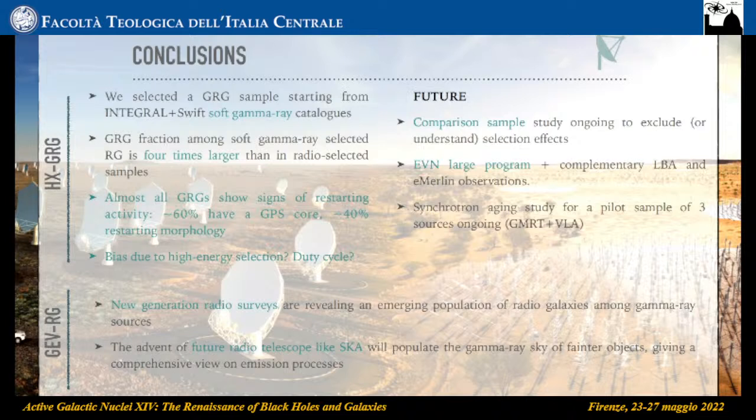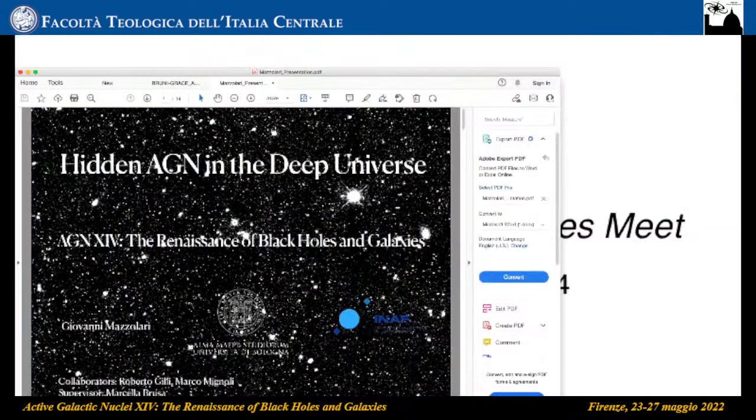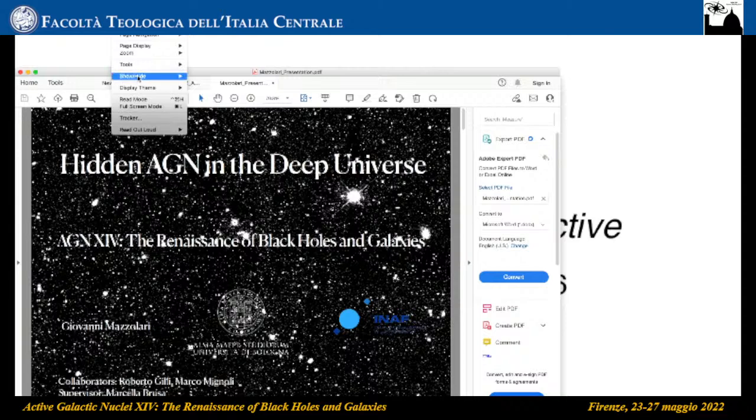Now we have Giovanni Mazzolari, who's going to talk about hidden supermassive black holes in the deep universe. Thank you very much.